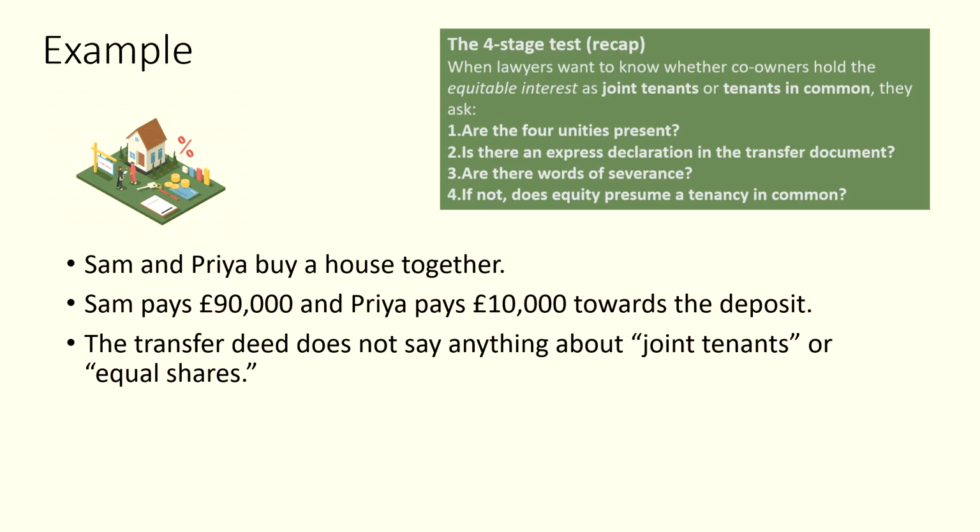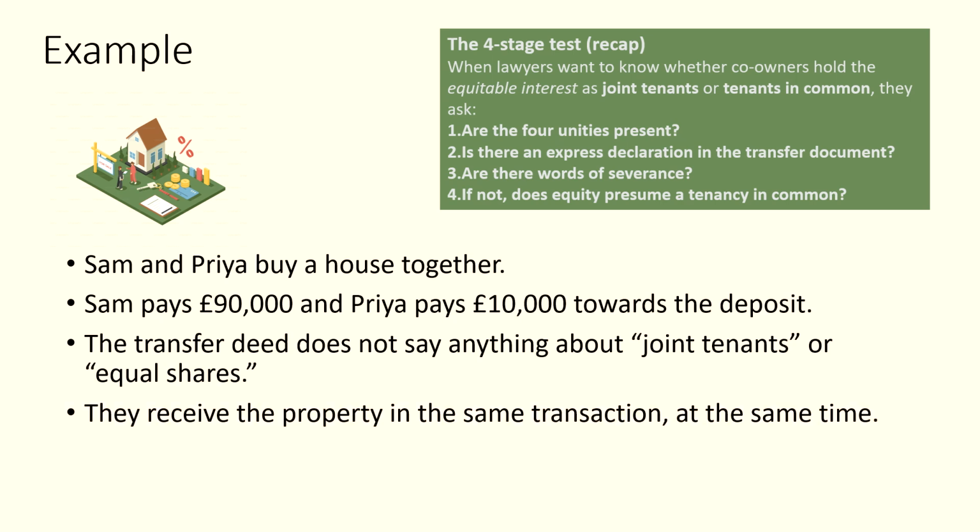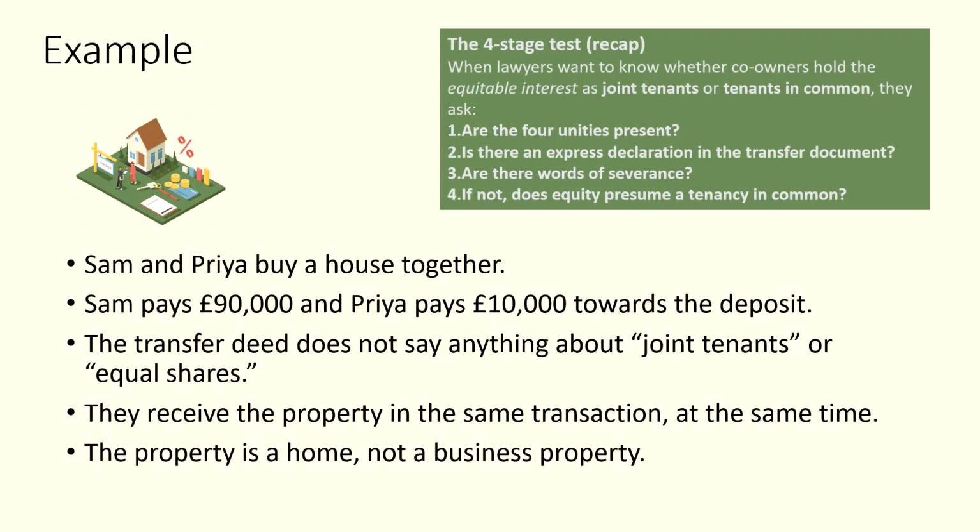Now the transfer deed doesn't really mention any of the key words we've been looking out for. It doesn't mention anything about joint tenants, but it also doesn't say anything about shares. And Sam and Priya, obviously, buy the property together. Both of the names are in the same transaction and they both get the ownership at the same time. And they use the property as their family home. It's not a business property, it's just for private use.